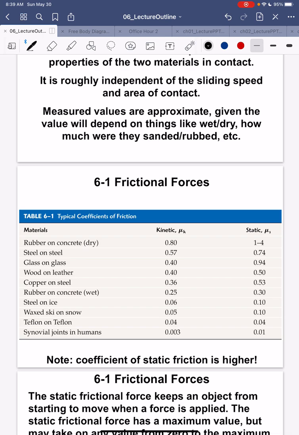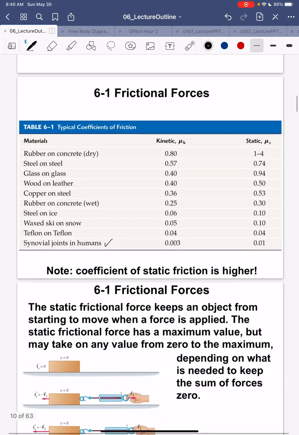But I want you to look at these. I always bring to my students' attention this one here, the synovial joints in humans. You can see mu k is 0.003, so that we move easily. If this were, let's say, 0.8, our life would be very difficult. Also, the mu s, if you look at it, is maybe one of the smallest.